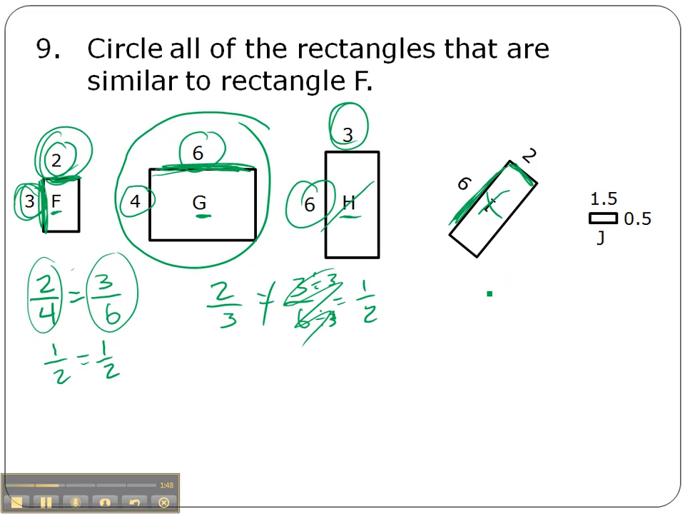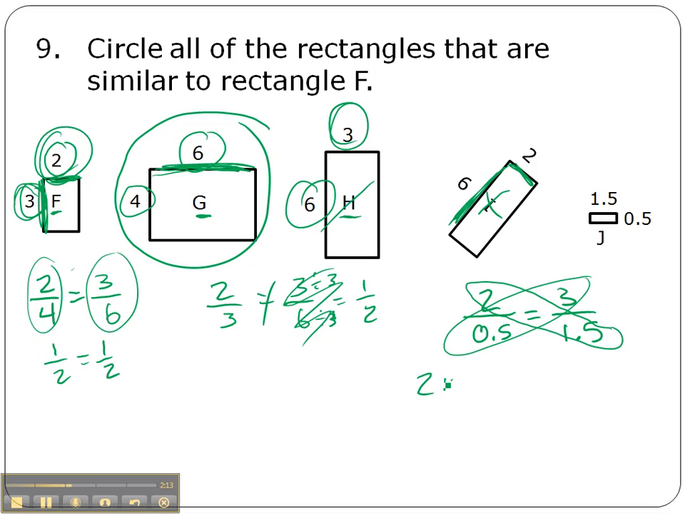And then J is a little bit tricky because it may be a similar rectangle that was shrunk down. So let's look at that. We'll compare the smallest sides, comparing F to J. 2 compared to 0.5 must equal 3 compared to 1.5. And let's see. Best way to compare these would be cross products. Let's do it this way. If these fractions are truly equal, these ratios are truly equal, then 2 times 1.5 should equal 3 times 0.5. 2 times 1.5 is 3, and 3 times 0.5 is 1.5, and those are not equal. Fractions are not equal, and J is not similar.